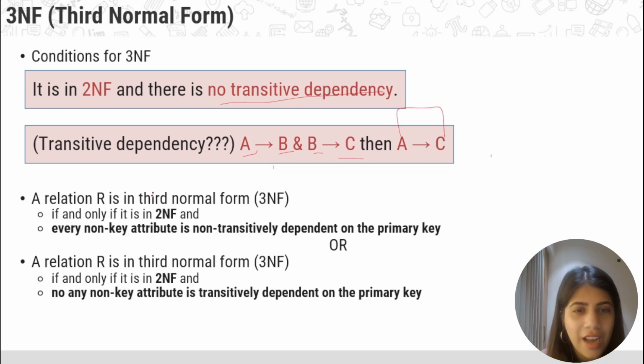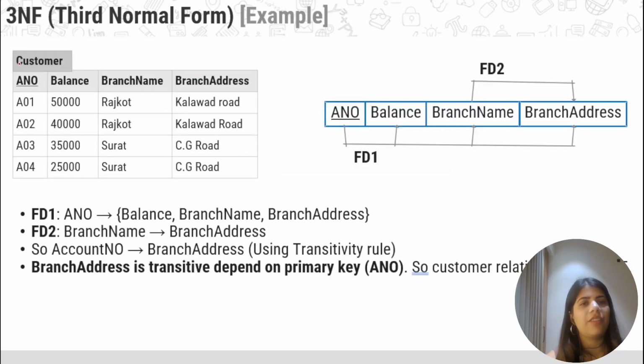A relation R is in third normal form if and only if it is in 2NF, and every non-key attribute is non-transitively dependent on the primary key. We can also say that no non-key attribute is transitively dependent on the primary key. Let's take an example over here. We have a customer table which has account number, balance, branch name and the branch address over here.